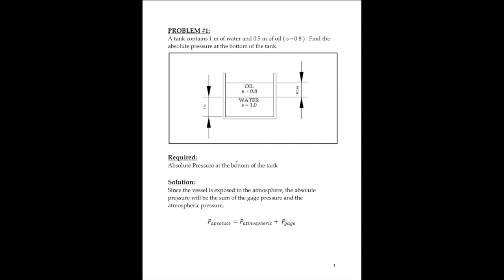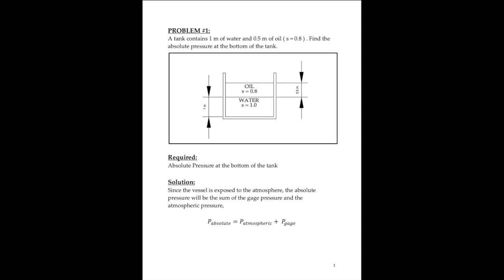To be able to solve this, you first have to know what the absolute pressure contains. Since the vessel is exposed to the atmosphere, the absolute pressure will be the sum of the gauge pressure and the atmospheric pressure. Using the oil surface as reference, the top of the oil surface only has one pressure affecting it, and that is the atmospheric pressure.